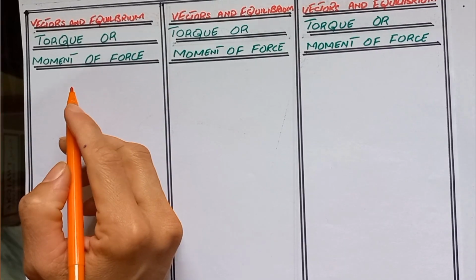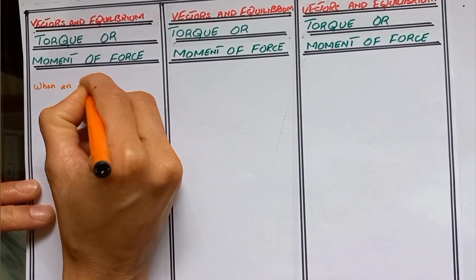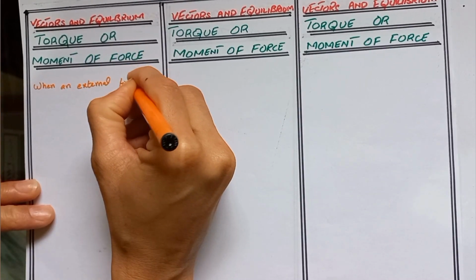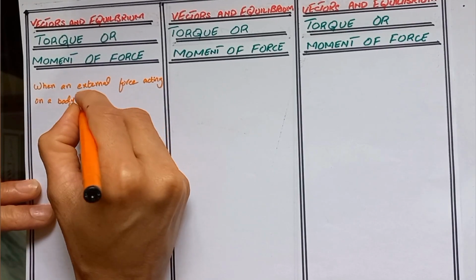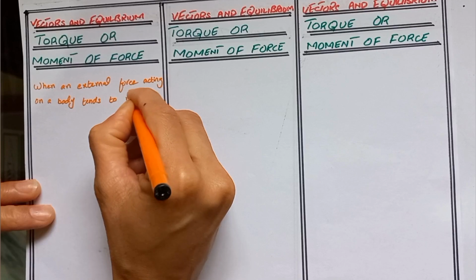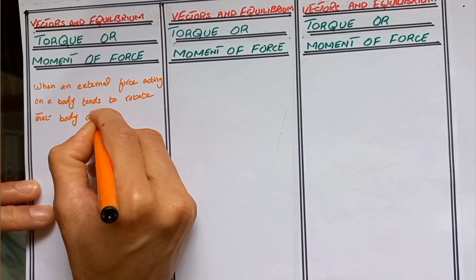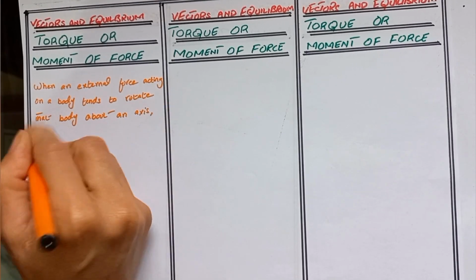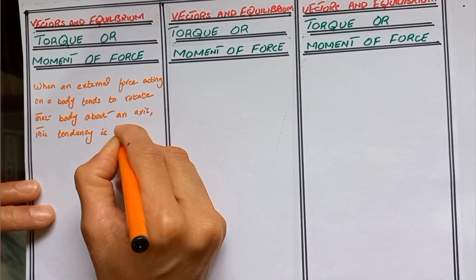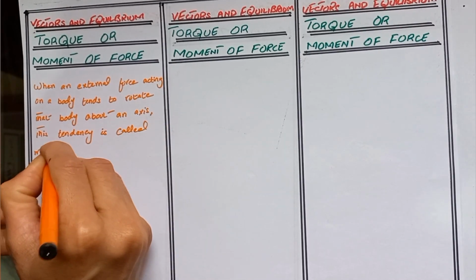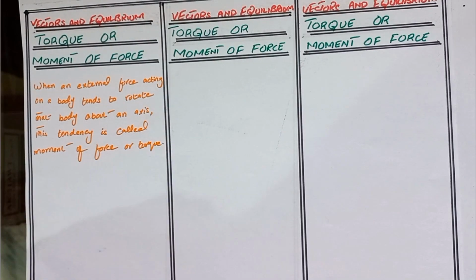Now we discuss the topic that is torque or moment of force. What is the moment of force or torque? When an external force acting on a body tends to rotate that body about an axis, this tendency is called moment of force or torque.